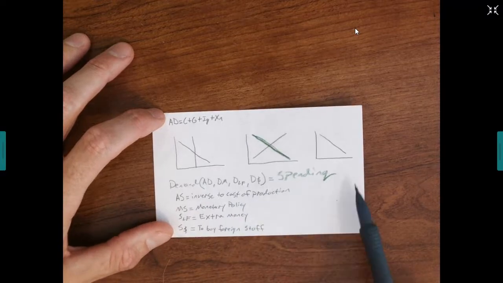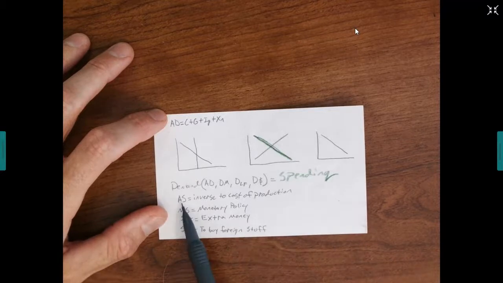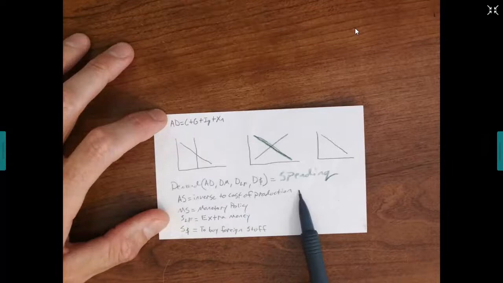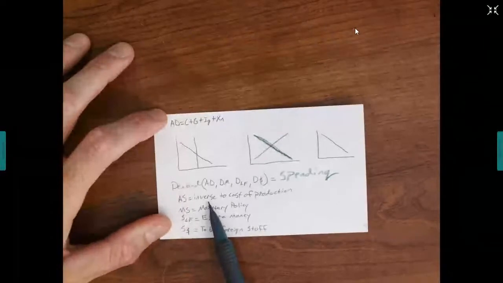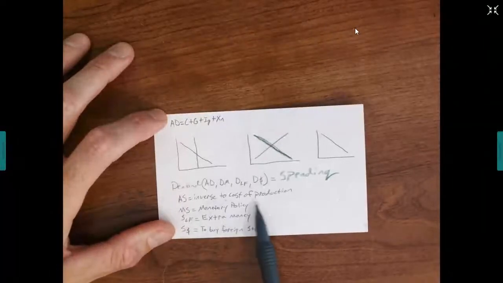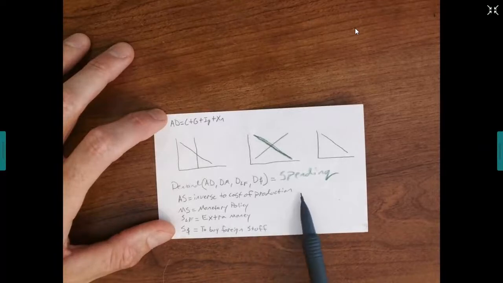For the supply side, I've boiled it down to this for you, guys. Aggregate supply is inversely related to the cost of production. If it costs more to make something, you're going to make less of it. It should seem logical. Whether there's an increase of government regulations or business taxes, higher labor costs or higher resource costs, whatever it is, aggregate supply is inverse to the cost of production.